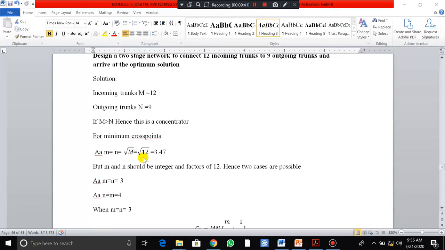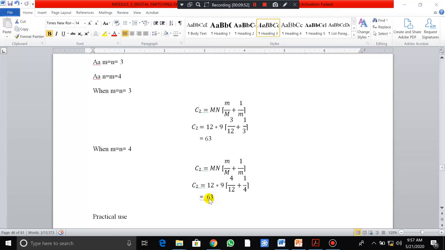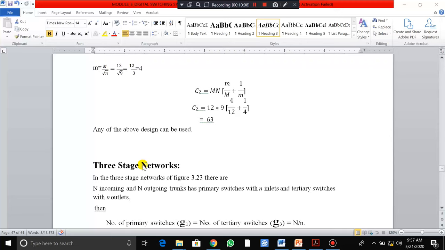Then we apply these values on the equation we discussed previously, and we have 63. Then the practical use of the square root of 9, that is n, is 3. Finally, we get C2 equal to 63. Any of the above designs can be used. Now let us go with the three-stage network.